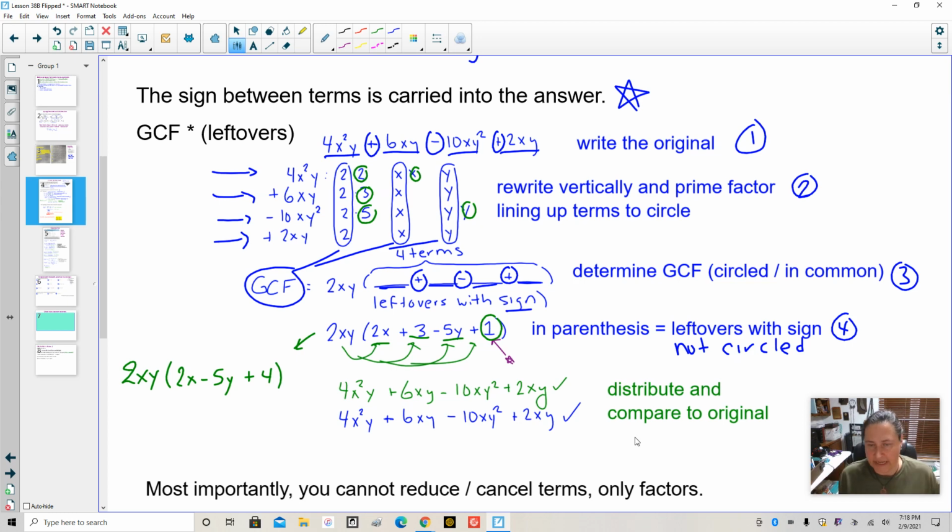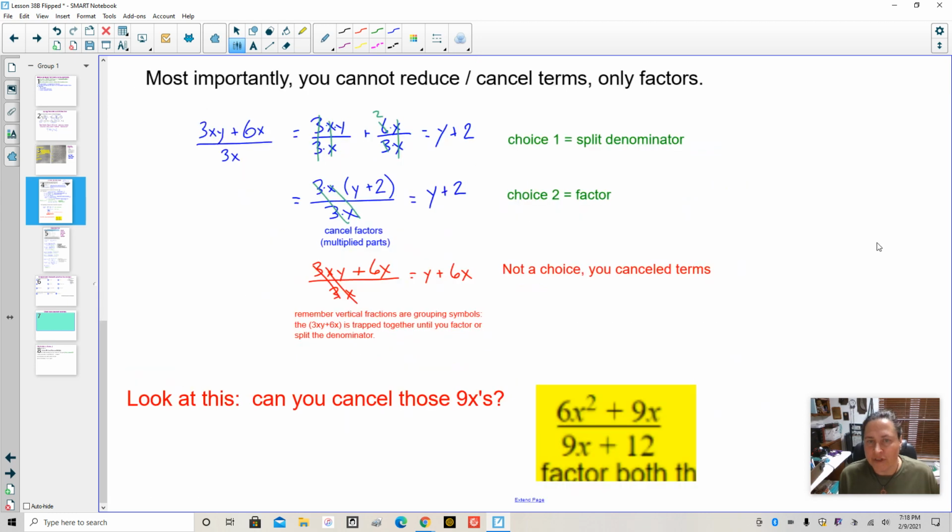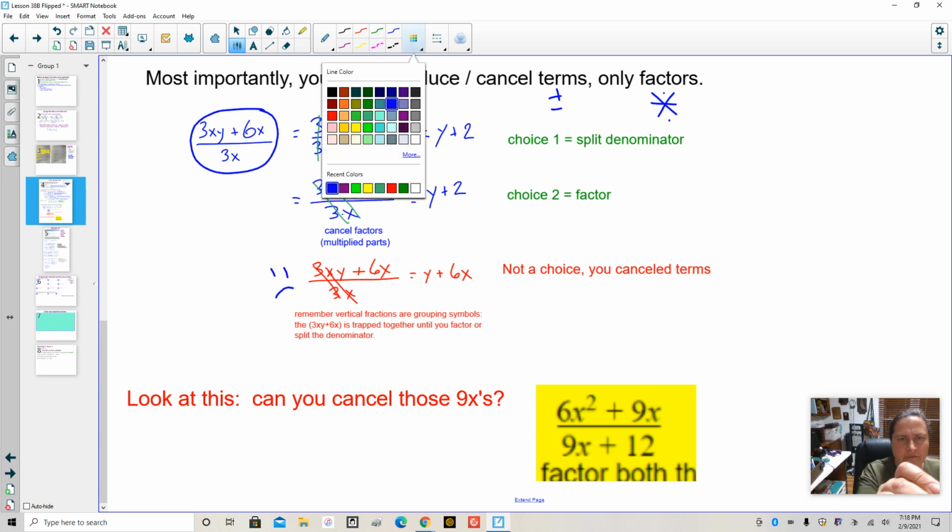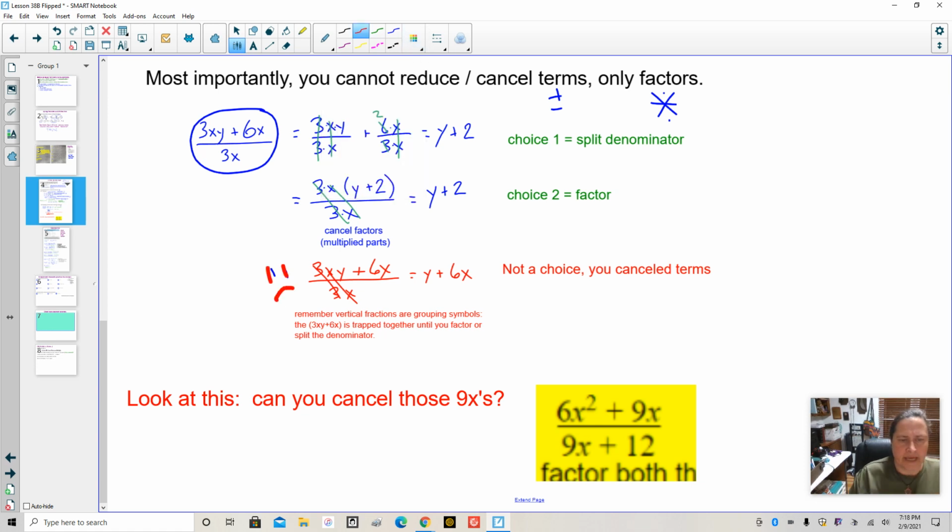Last thing I want to show you. Most importantly, you cannot reduce or cancel terms. Terms are added and subtracted. Only factors that are multiplied and divided can be canceled. So if I start out with 3xy plus 6x over 3x, I can't cancel out. So this is a no. I should do that in red. Red. No. Don't do that. Don't cancel out the 3x and the 3x, okay? Those are terms. Those are being added together. You cannot move those out of there. I'm getting rid of the blue frowny face and I'm adding that in, okay?